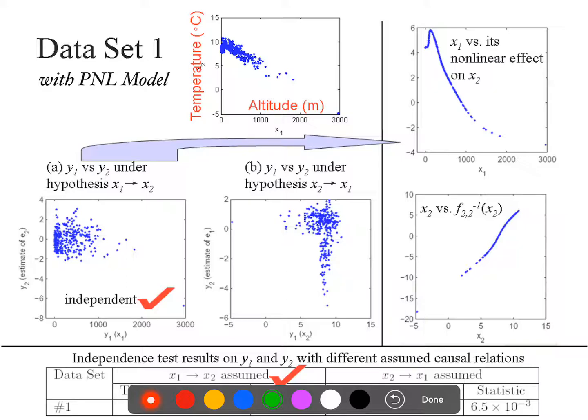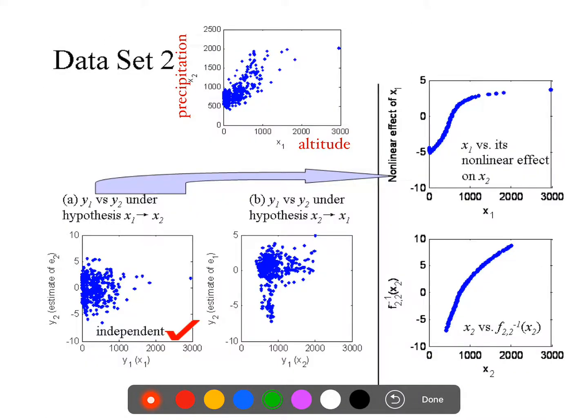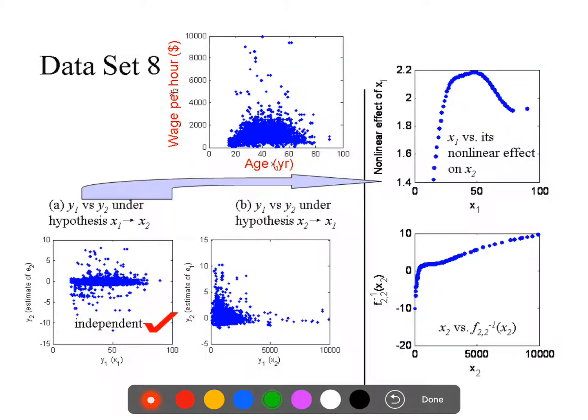Now, how can we deal with this problem? Here you can see some real data sets. You are given data points, and then you fit the model. You can see that for the correct direction, the estimated noise is independent from the hypothetical cause. For the wrong direction, they are not independent. This is always the case. That's why you can determine the causal direction between even two random variables.